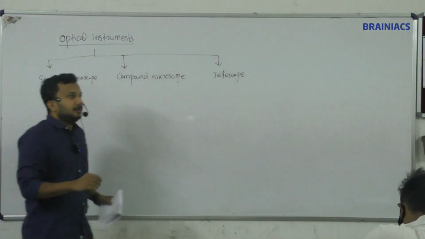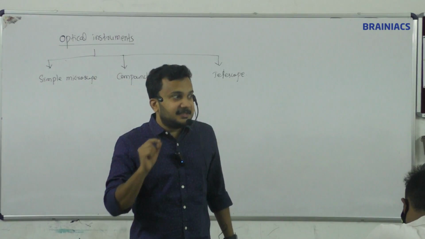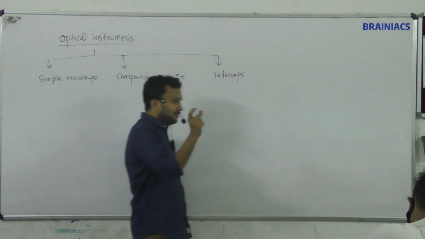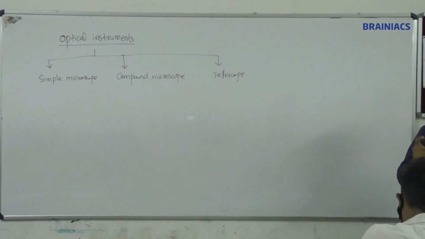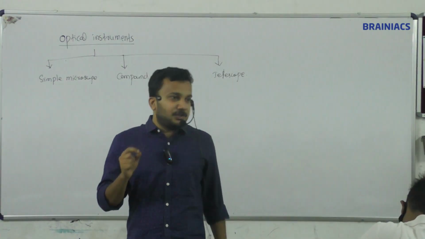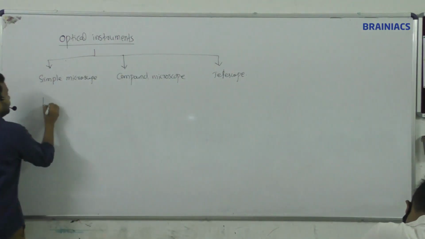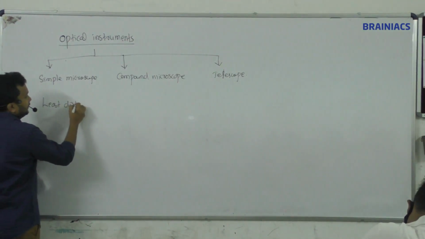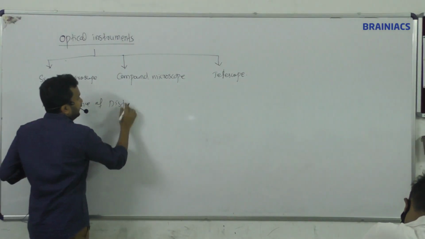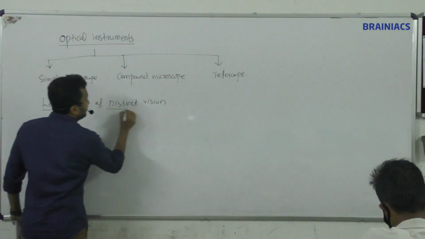Okay, then write a small subheading: least distance of distinct vision. Other terms we will see are near point and far point. These terms will come in your questions. Least distance of distinct vision.